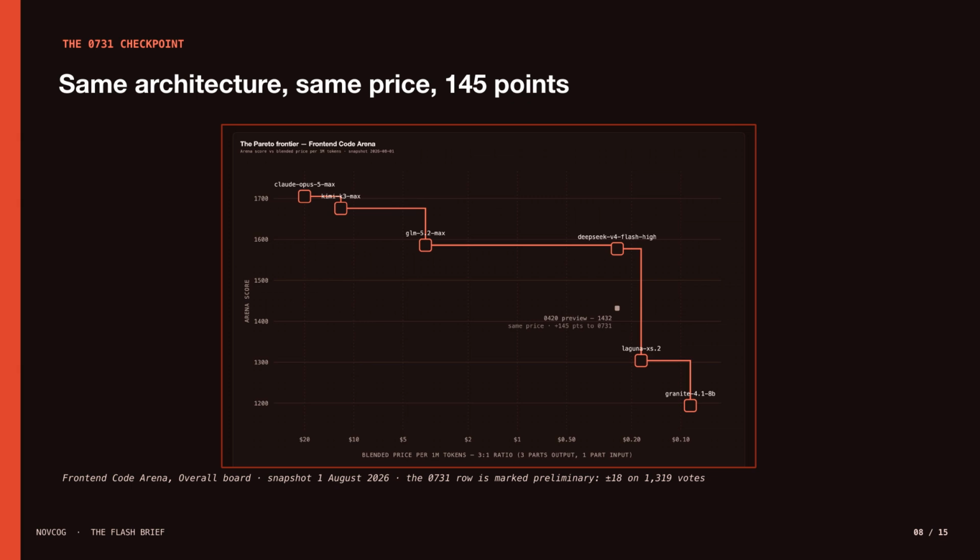That faint gray square below the frontier line is the April checkpoint, same price, 145 points lower. So the shift is measurable, not asserted. A large behavioral change under an unchanged product name. A local copy has the opposite property. It changes when you decide it changes. Reason 3.